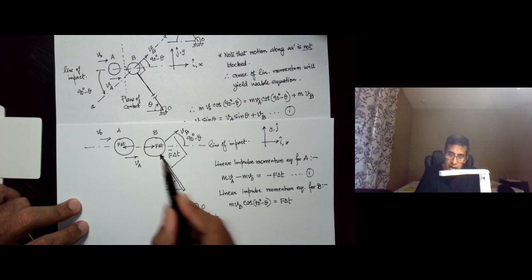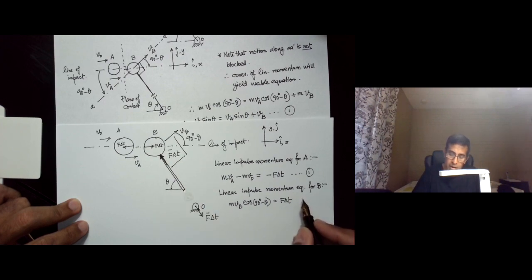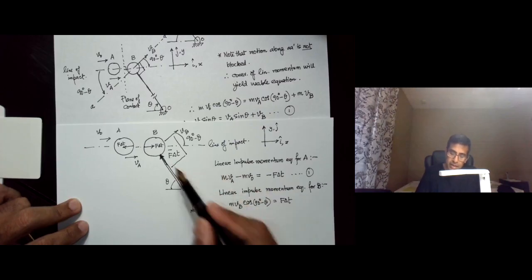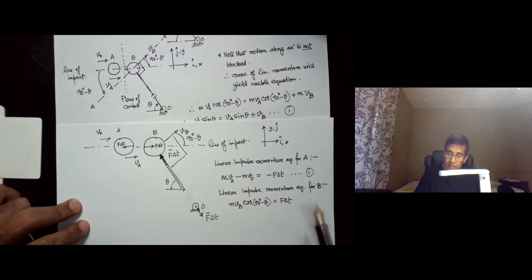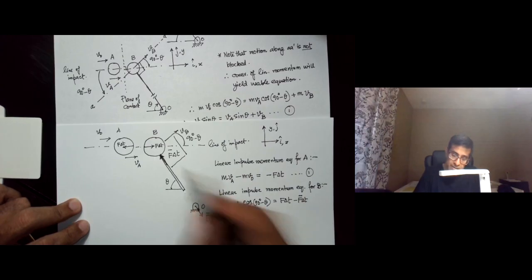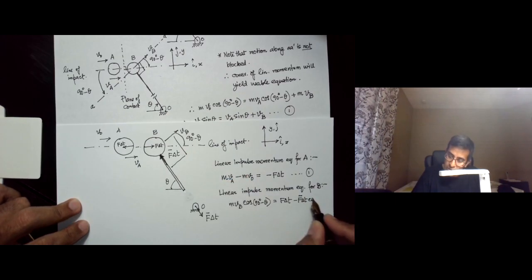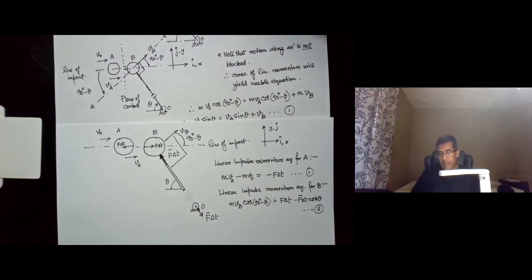However, there is also an f bar delta t. The impulse that f bar delta t provides along the line of impact is minus f bar delta t. If this is 90 degrees minus theta, then this is theta, so cosine theta. Okay, so that's the linear impulse momentum equation along the line of impact.